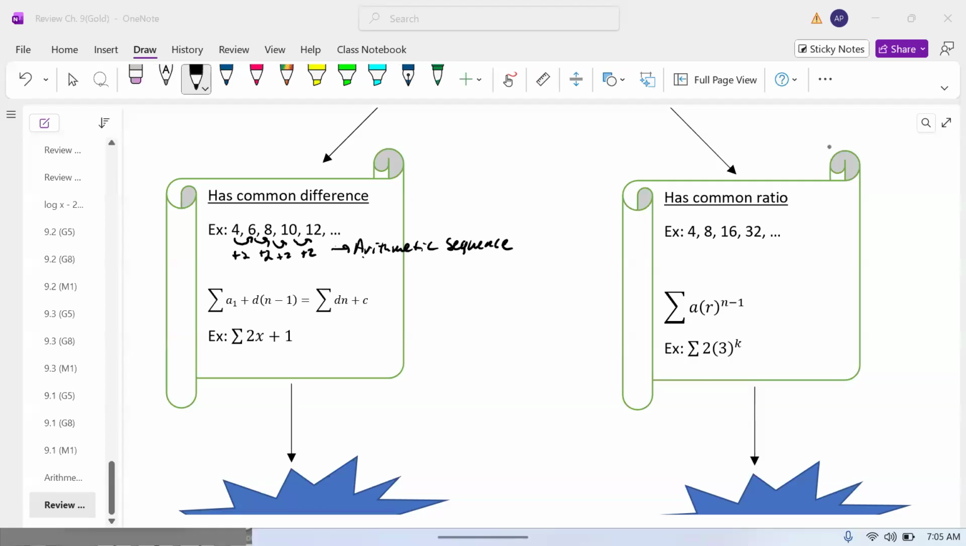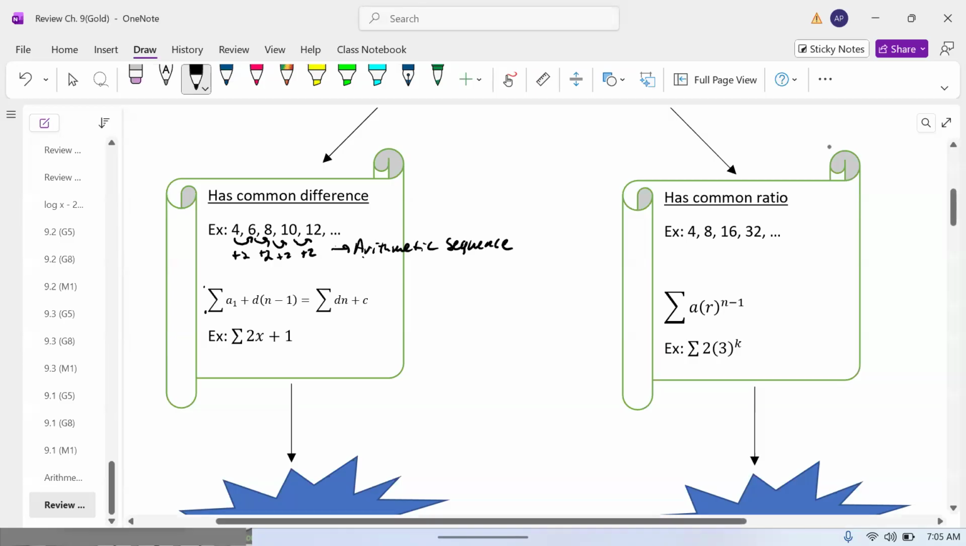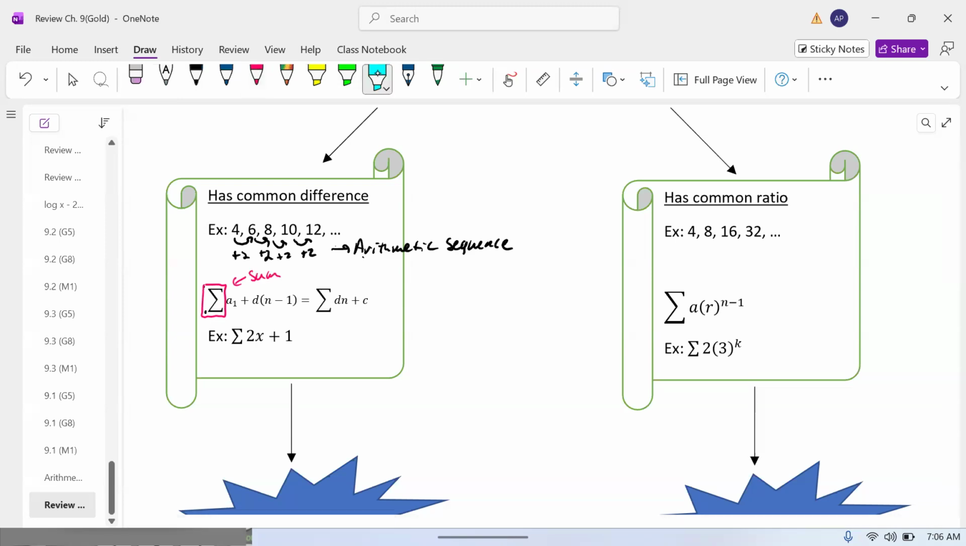Now, we sometimes see an arithmetic sequence in sigma notation. And in sigma notation, remember that makes it a series, meaning that it's a sum. So remember that a sigma notation right here represents a sum. And inside of the sigma, we have the expression that gives us the terms in the sequence.